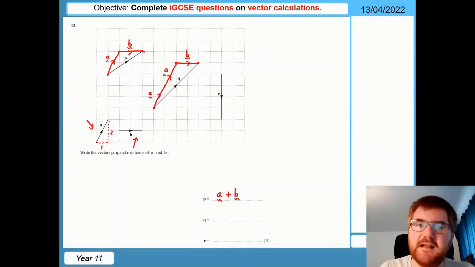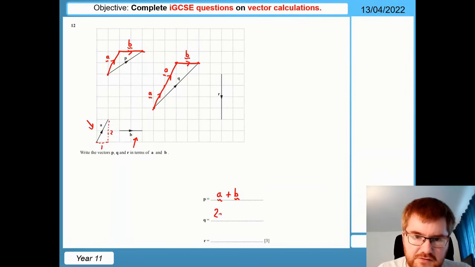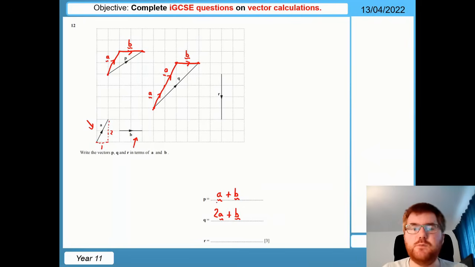So we're looking for combinations that go from the start and then to the end. And notice we've got 2 lots of A, so A plus A is equal to 2A. And then we've got the plus B at the end. Because we're following the direction of the arrows, that's why these are positive and not negative.